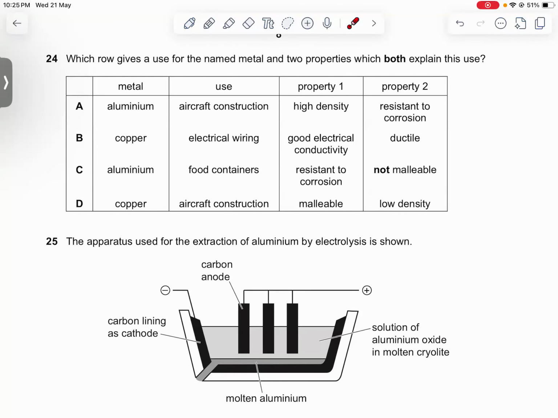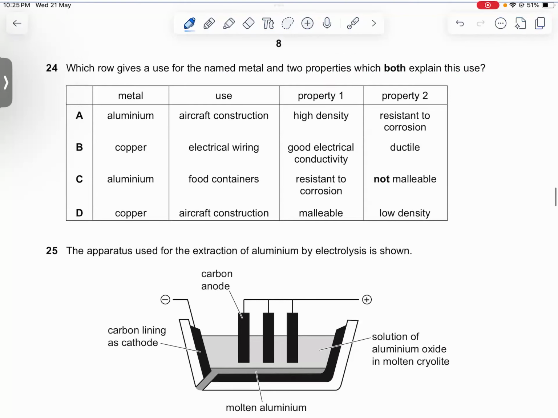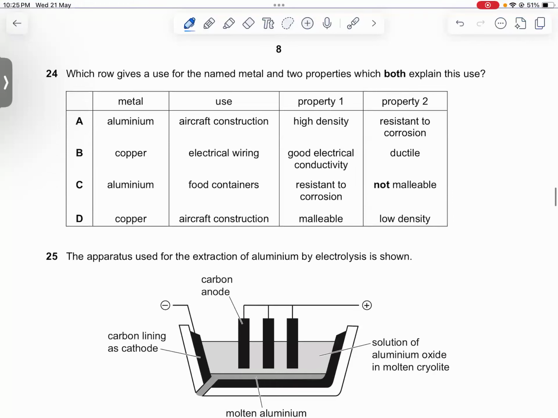Next question. Which row gives a use for the named metal and two properties with which both explain this use? Let's look at the properties. Aluminum, is it used in aircraft construction? Yes. Is it having high density? No. Copper, is it used in electrical wiring? Yes. Good electrical conductivity? Yes. Is it ductile? Yes. The answer is B.